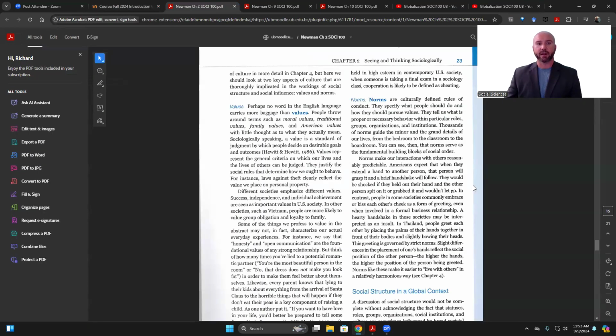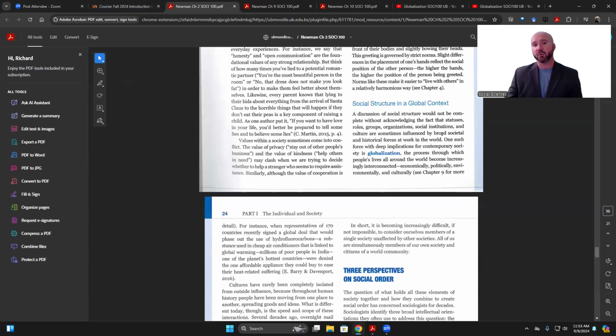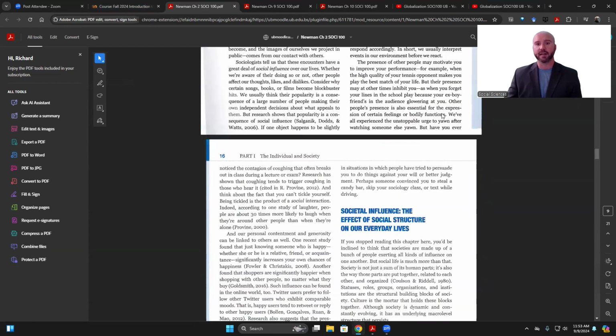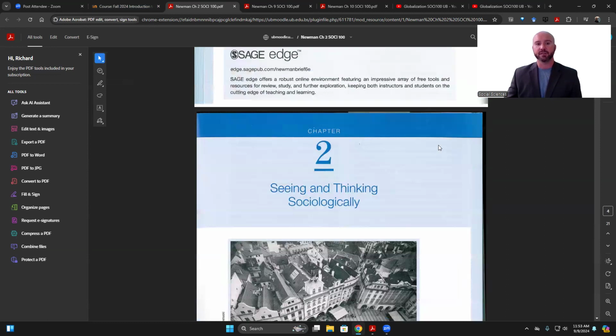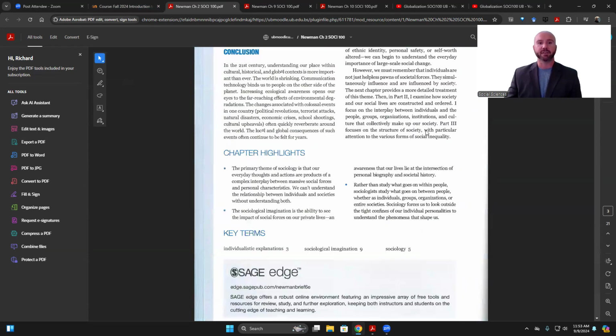Okay, so getting right into the material, you know that the topic of this course is about globalization. The first place that David Newman covers this is on page 23 in this section where he talks about social structure in a global context. At this point, you should really be aware of the idea that what we're doing is studying sociology, studying globalization from the sociological perspective, that the sociological perspective gets away from these individualistic explanations.